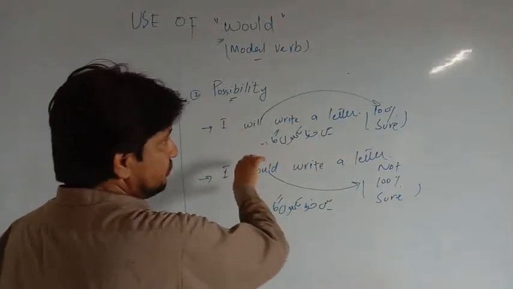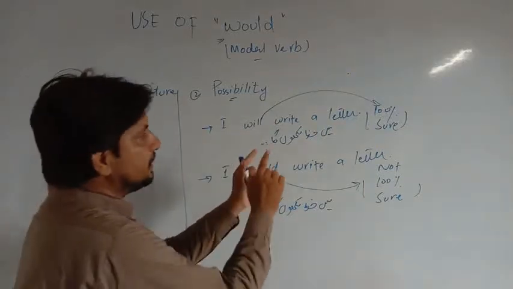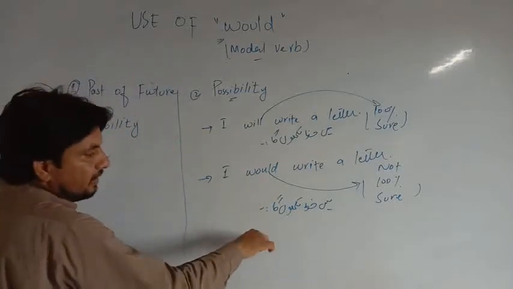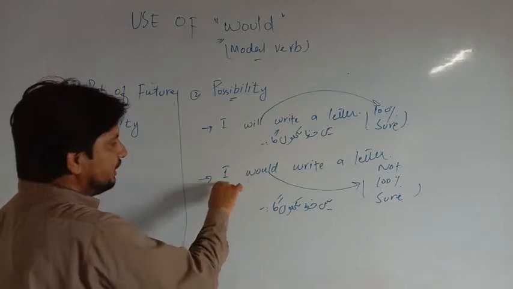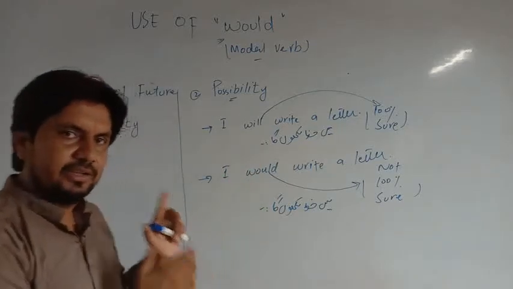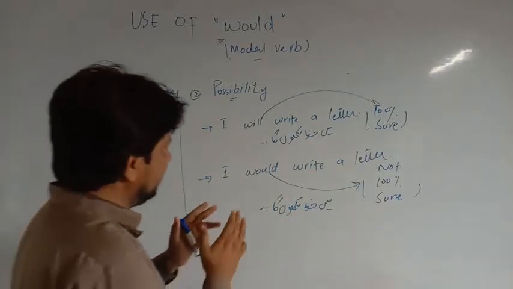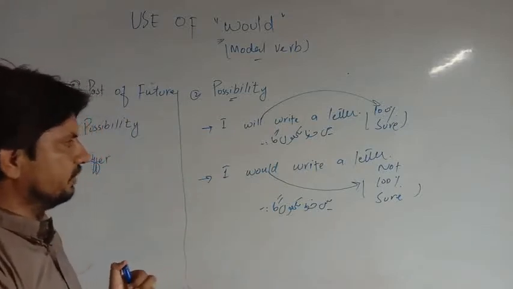When you are using will, it is indicating that you are 100% sure to do this work. But when you are writing this sentence with the help of modal verb would, it indicates that you are not 100% sure to do this work. So a slight difference can be made between the use of will and would in future.